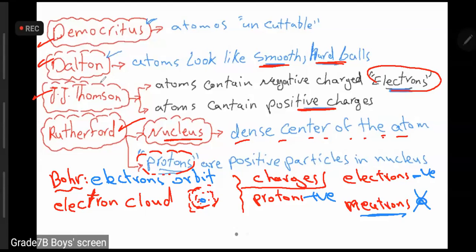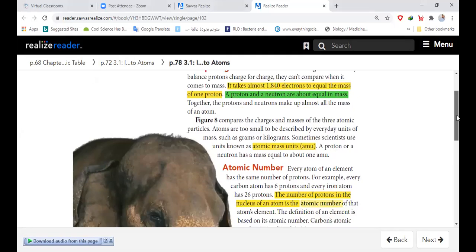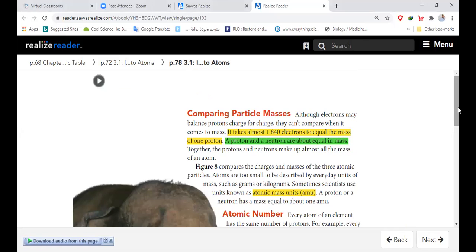We stopped at this point the previous time, and we said that the charge of the protons equals the charge of the electrons, positive 1 and negative 1, and the neutrons, they have no charge, because the neutron charge is 0. Great. Look at this, please.